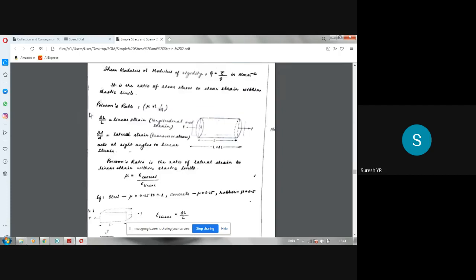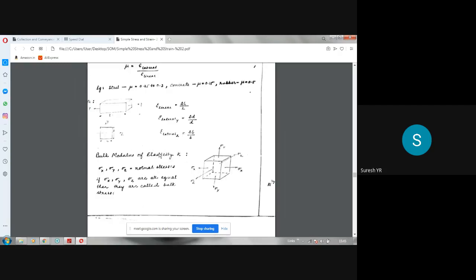Next, third one is Poisson's ratio. It is the ratio of lateral strain to linear strain within elastic limits. So it has no units, unitless, because it's the ratio of strain divided by strain. Strain does not have any unit. So totally mu or 1 by m also does not have any unit. I have given some values of Poisson's ratio for some of the materials here.